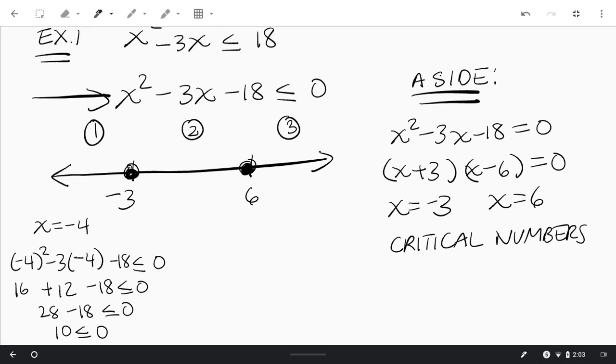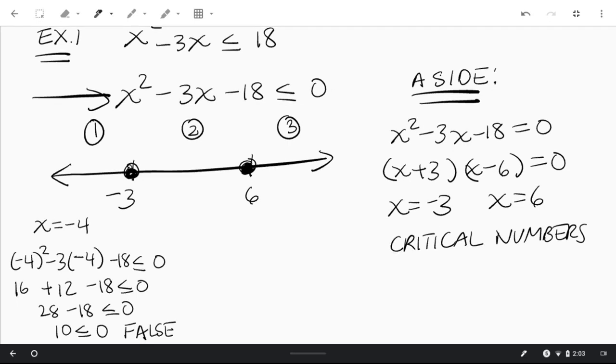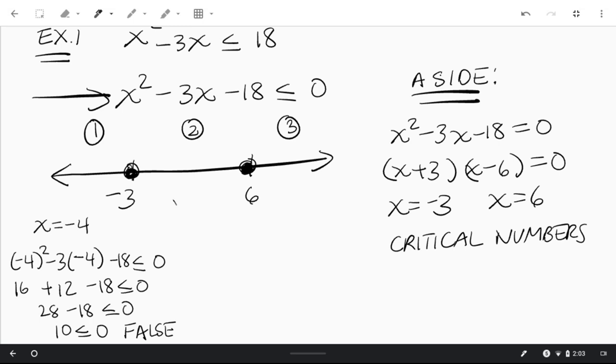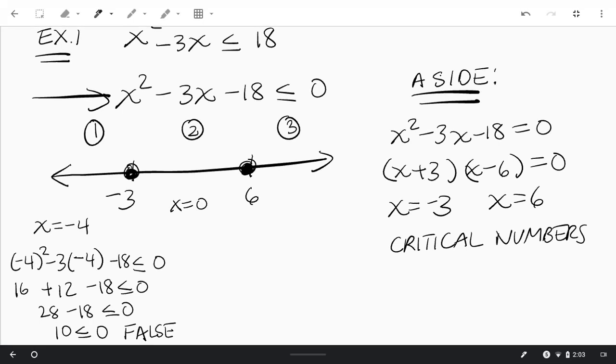So since the outcome turned out to be false for a number that I chose in region 1, then none of the numbers in region 1 are part of the solution. Okay, so don't shade that part of the number line. Let's go over to region 2. So for region 2, I'm going to go ahead and choose x equals 0, because 0 is a number between -3 and +6. Okay, so let's plug that in.